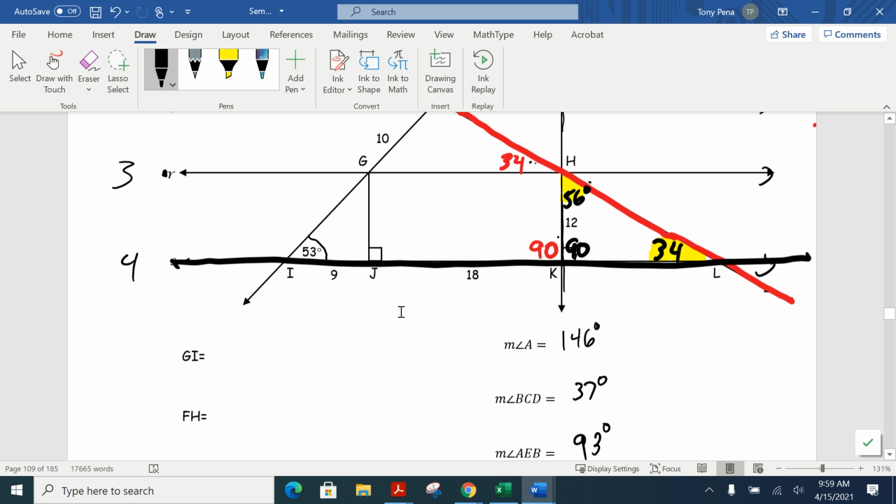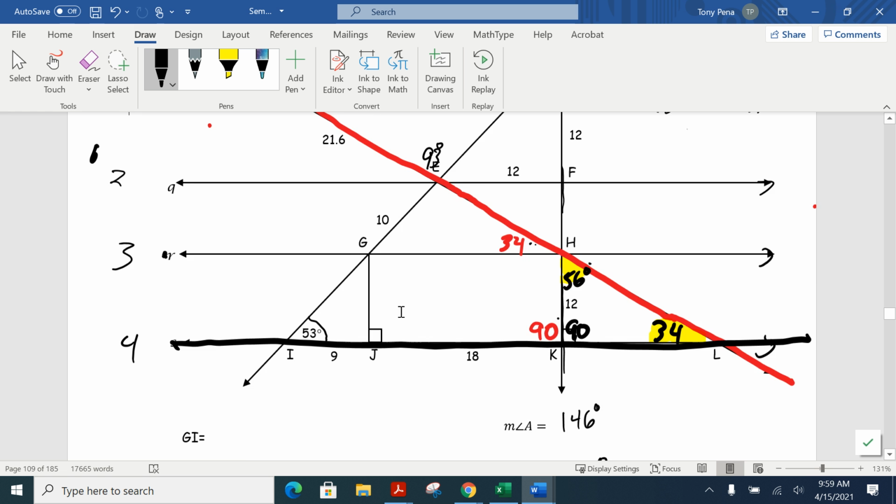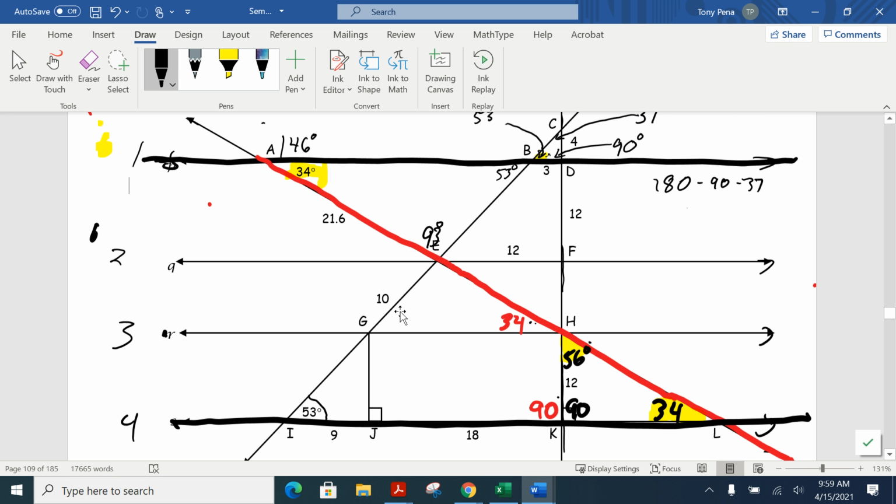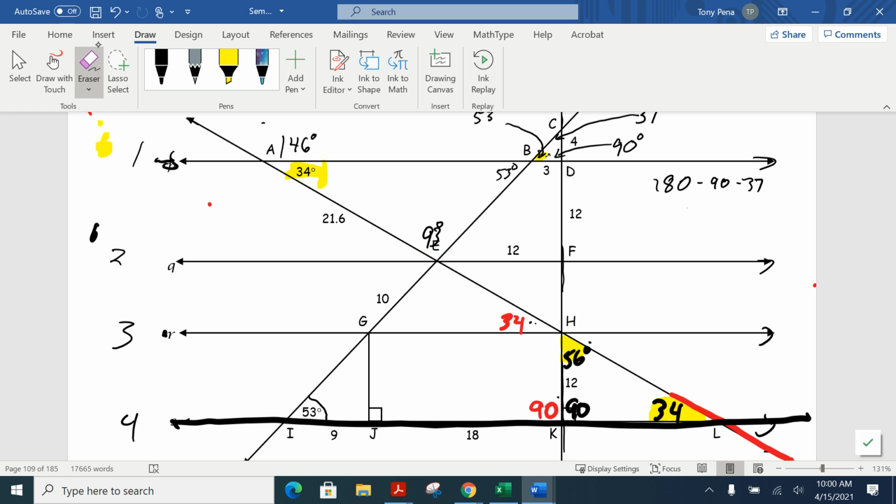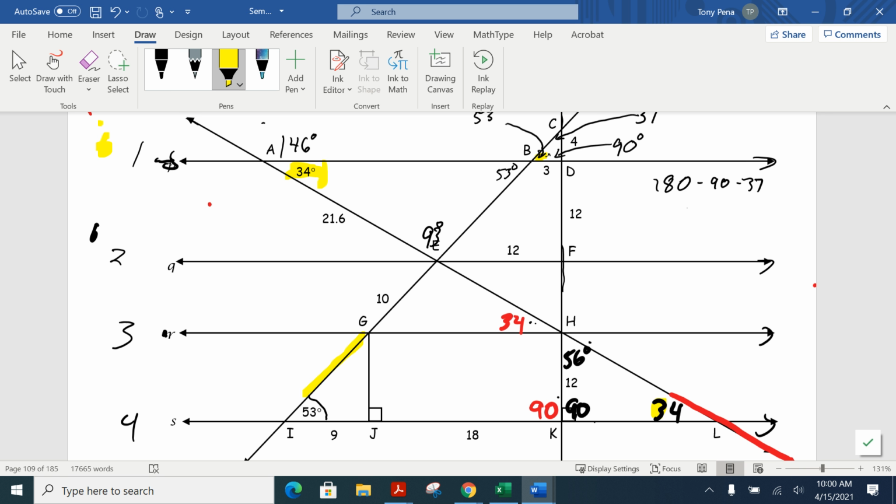All right. Now let's go to the side. Let's try to get a few of these done here. Find the length of GI. So find GI. Let me clear out all this stuff. All right, so GI is here. We want to find that length.